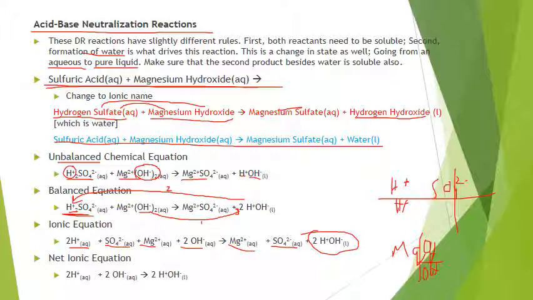Again, don't bring this 2 down. Don't put a 2 here. Don't put the 2 here, okay? The 2 comes out front because it says you have 2 H pluses. So you get rid of the magnesium and the sulfate, and then you end up with 2 H pluses, 2 OH minuses, and water.